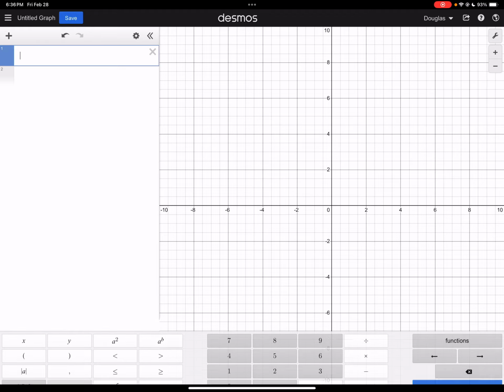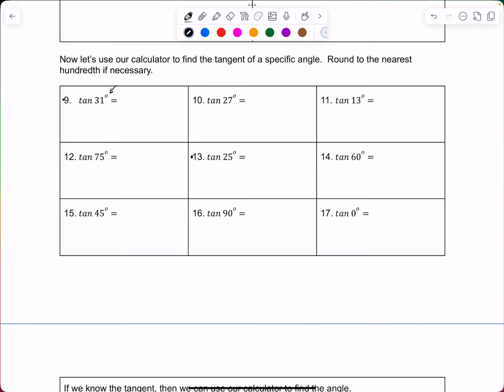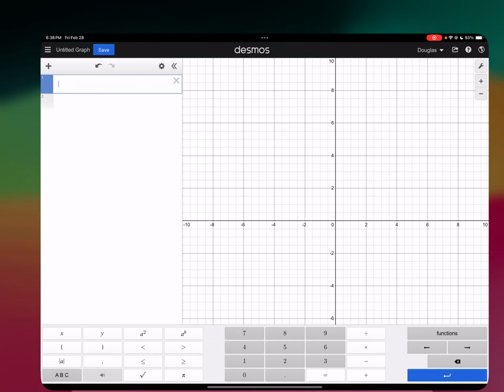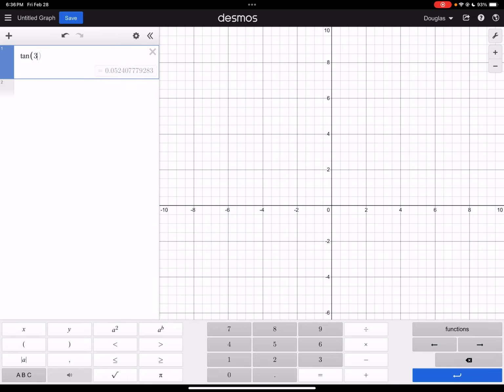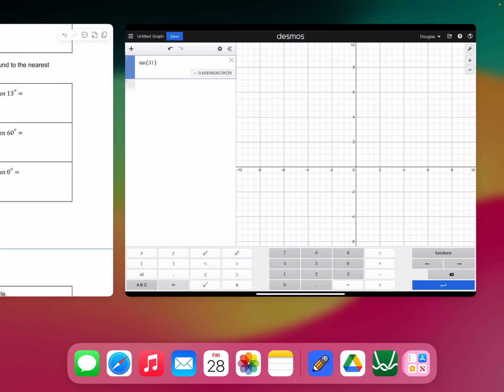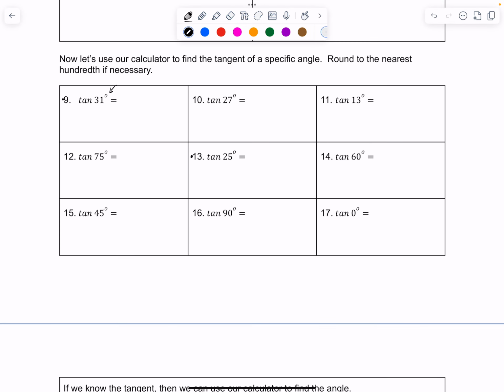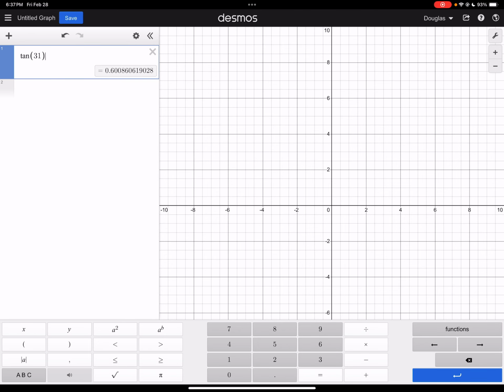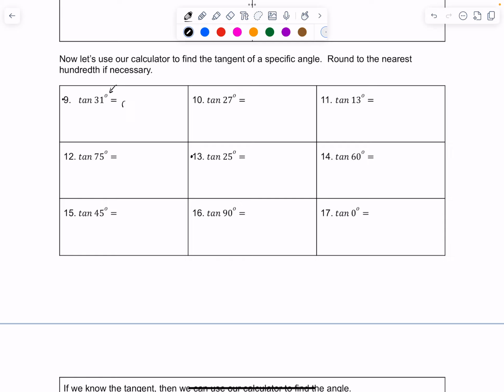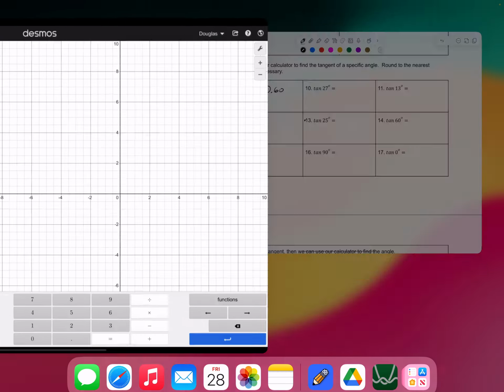The first one I'll do is number 9, which is the tangent of 31 degrees. It looks like it wants me to round to the nearest hundredth. The nearest hundredth means looking at the thousandths place, and that digit is going to round down, so it's going to be 0.60 approximately.